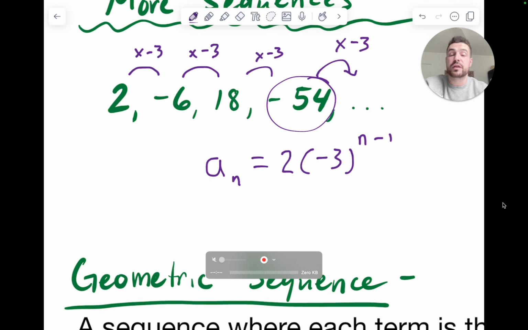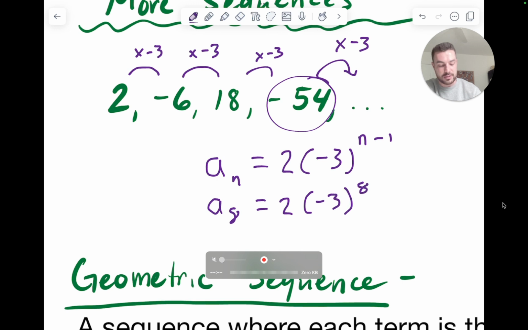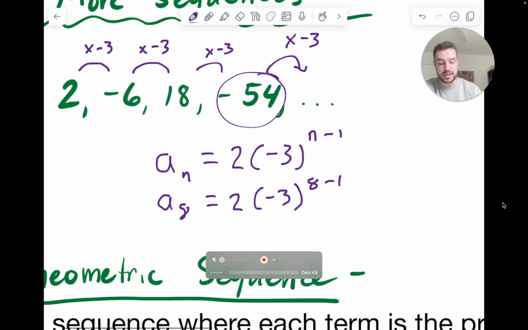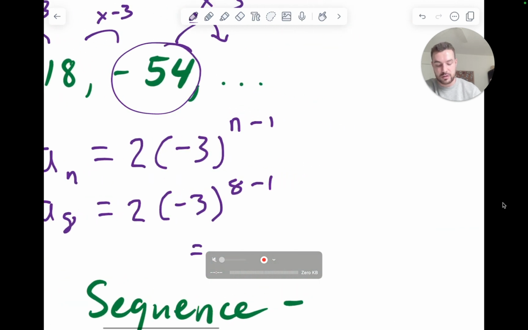Now, the benefit of our explicit formula, once again, is if we want to find any term, let's say we wanted to find the 8th term, all we'd have to do is take our explicit formula and plug in 8 for n. Just to save time, we're not going to do the simplifying there, but what we end up getting is 2 times -3 to the 7th power.